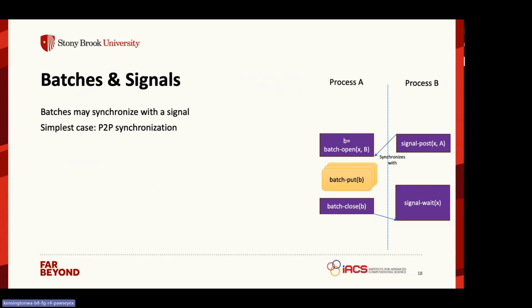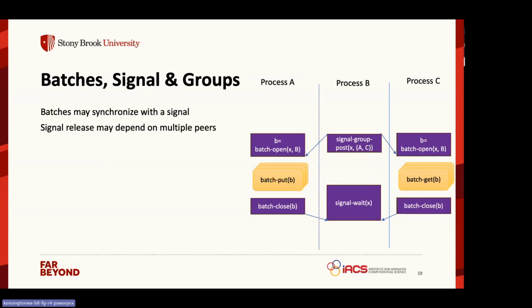The batch open will say, I am going to synchronize with signal X on process B. So the batch open will have to wait for the signal to become available. So that's your post in PSCW. Basically the batch open is the start, just giving it different names now. And then you do your operations and you close, which will synchronize with the signal wait, which is the wait in PSCW. And we can make that more complicated.